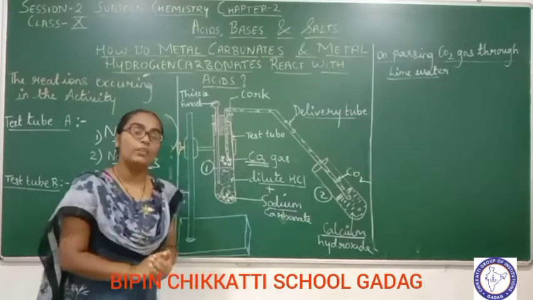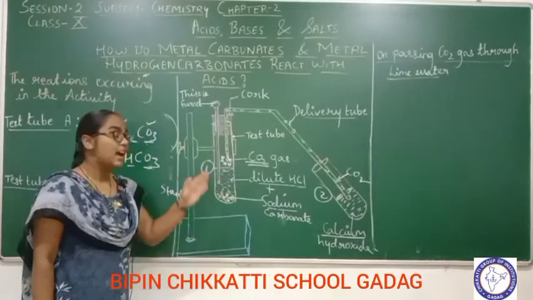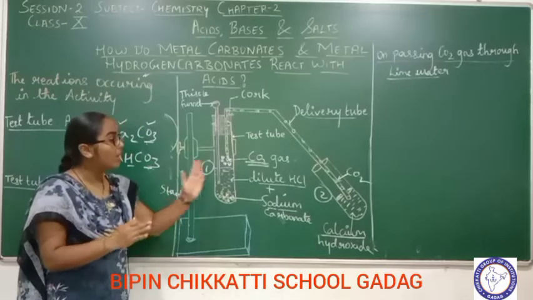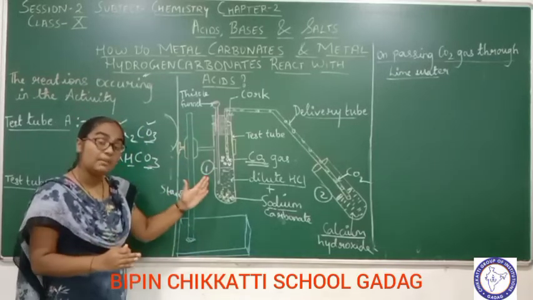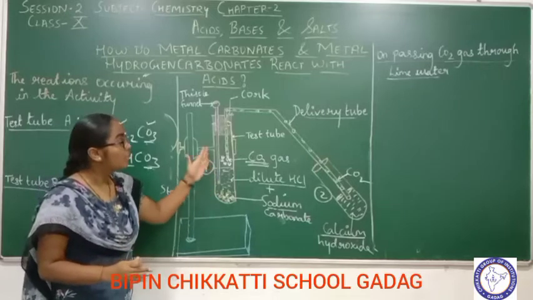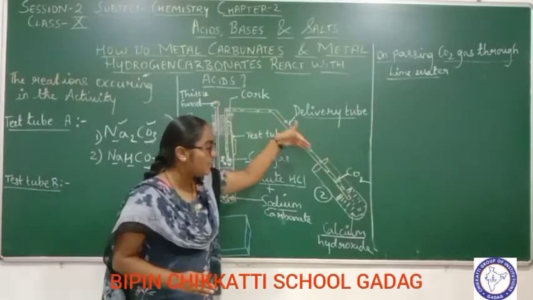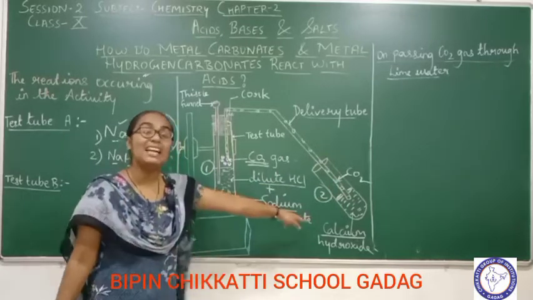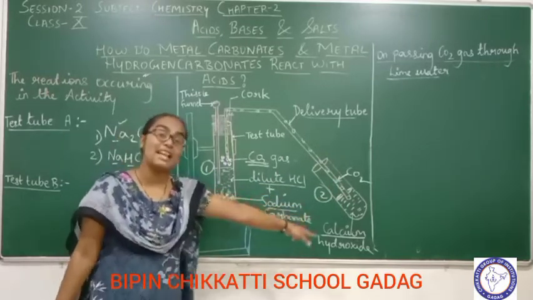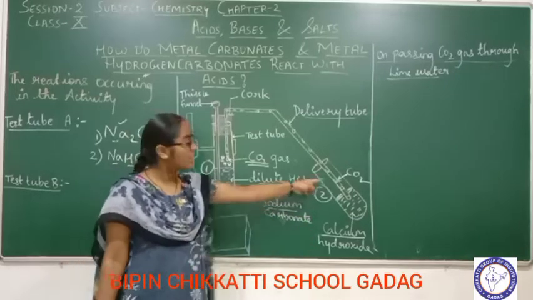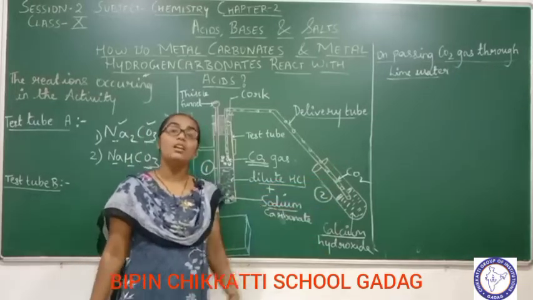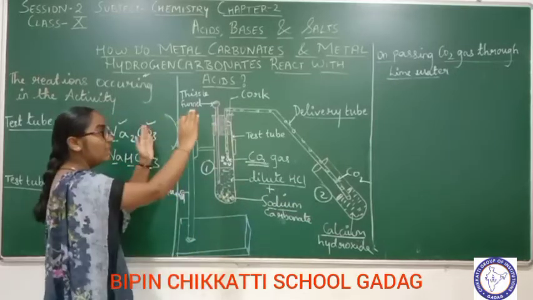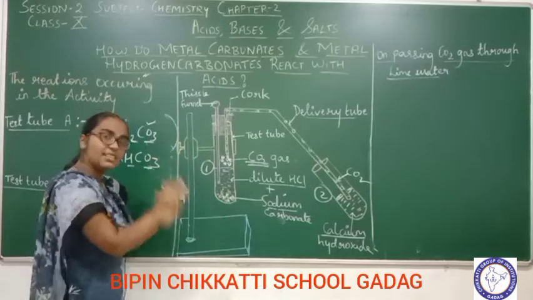Understood? So in test tube A, it contained hydrochloric acid and sodium carbonate. When they react with each other, carbon dioxide gas is evolved. This carbon dioxide gas travels through the delivery tube and enters test tube 2, where it encounters another solution, calcium hydroxide. Right? So this carbon dioxide gas will react with the calcium hydroxide to form another product. Okay, that was all about the apparatus or the experimental setup.